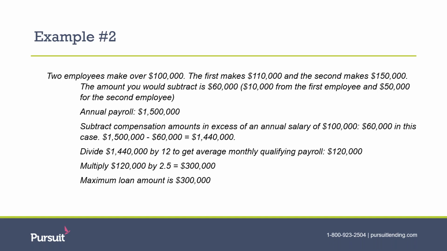In this example, the annual payroll based on those tax forms and third-party payroll reports gets us to $1.5 million. From there, we're going to take that $60,000 that we talked about previously and subtract it out. So we get a number of $1,440,000 that can be incorporated for the Paycheck Protection Program application. We will divide this number by 12 to get the average monthly payroll that qualifies for the program of $120,000. Again, this is assuming not a food service or accommodation business, so the average monthly payroll will be multiplied by 2.5 times to get us a maximum loan amount of $300,000.